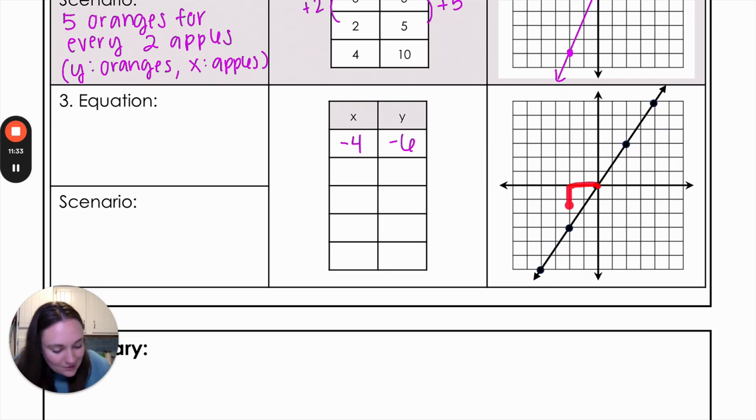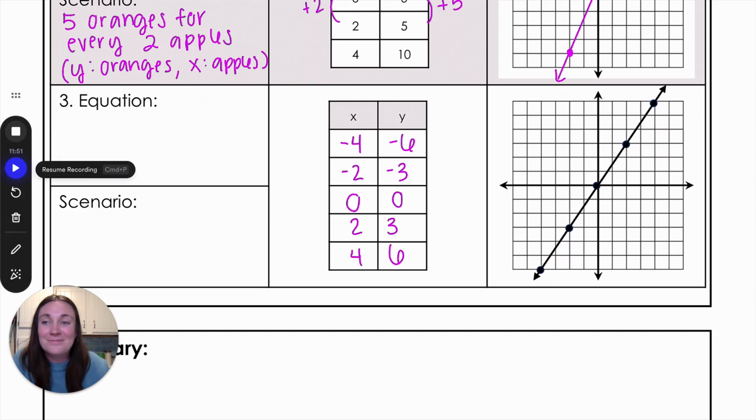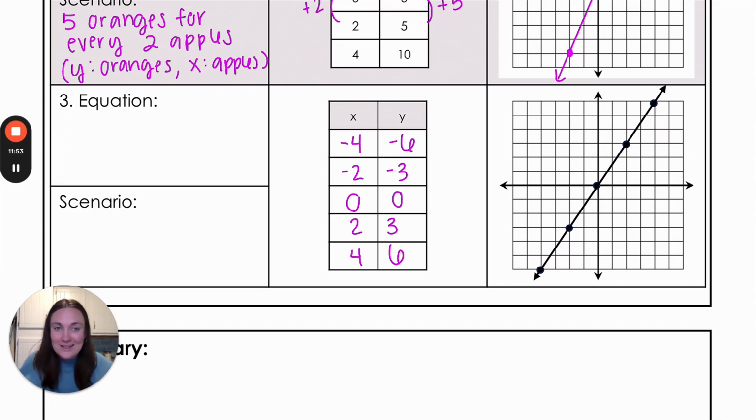Then we've got negative 2, negative 3, 0, 0 in the middle, 2, 3, and 4, 6. All right, we know we can also write an equation really easily from a graph by finding that slope. So again, if I'm looking at rise over run, I'm going up 3 over 2. So my slope is 3 over 2. So my equation would be y equals 3 over 2 x.